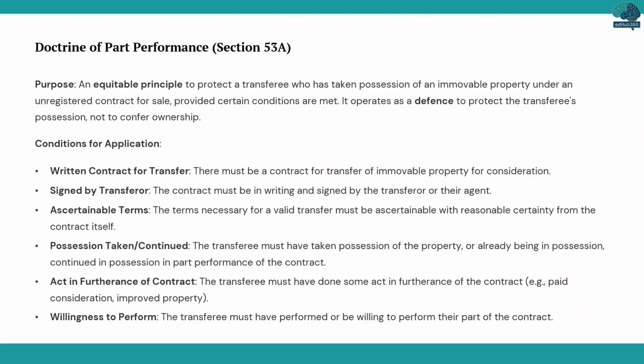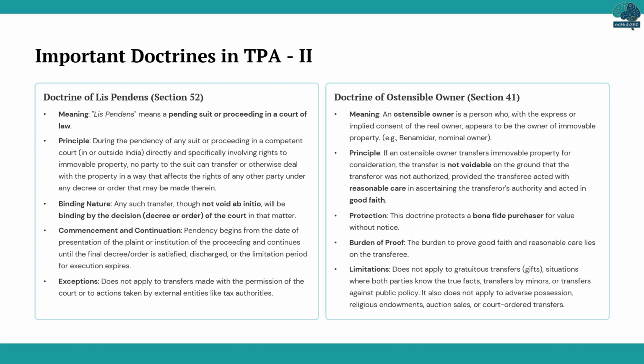Continuing with important doctrines, we have lis pendens, meaning a pending suit. Under Section 52, this principle states that during the pendency of a suit involving rights to immovable property, no party can transfer or deal with the property in a way that affects the rights of other parties under any future court decree. Such a transfer, while not void, will be bound by the court's decision. This pendency begins when the suit is instituted and continues until the final decree is satisfied or its execution period expires.